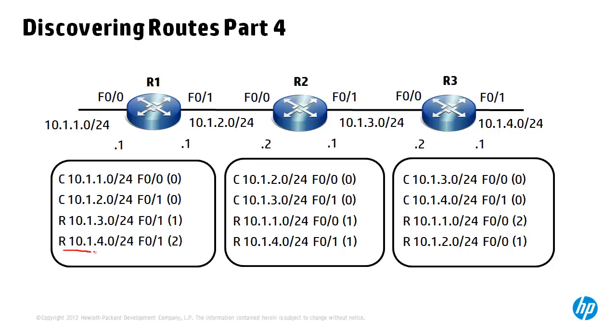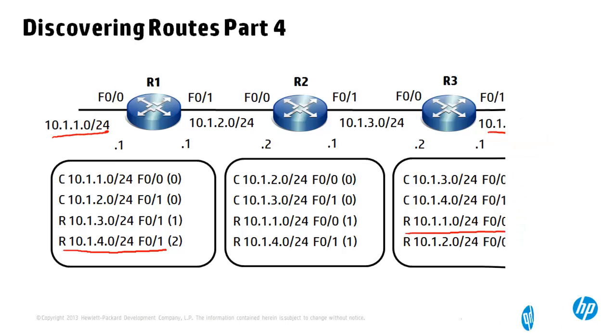As an example, router 1 knows about network 10.1.40.0, this network on the right hand side. Router 3 knows about network 10.1.10.0, this network on the left hand side. Every router knows about every network in the topology. The network is stable, it is converged.